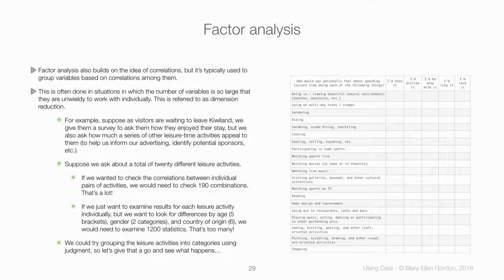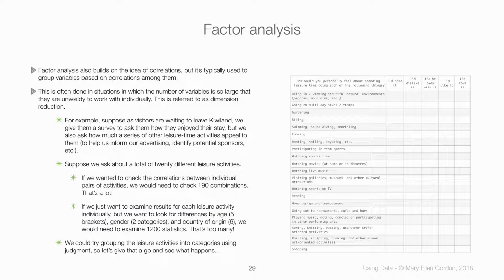Suppose that we ask about 20 different leisure activities. If we wanted to look at the correlation between individual pairs of those activities, we'd have to check 190 different combinations. So, for instance, do people who like going on multi day hikes or tramps also enjoy gardening? Is there a correlation between your liking of gardening and your liking of biking, and so on?